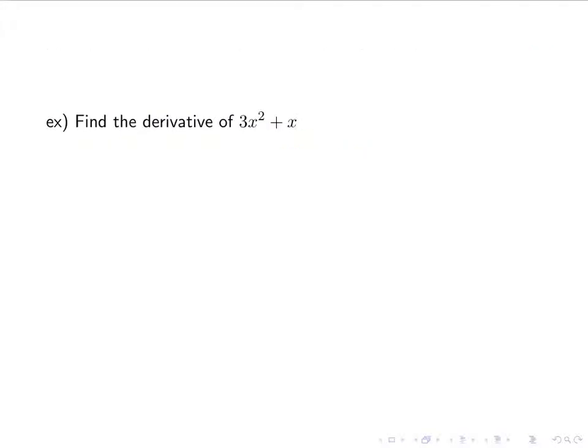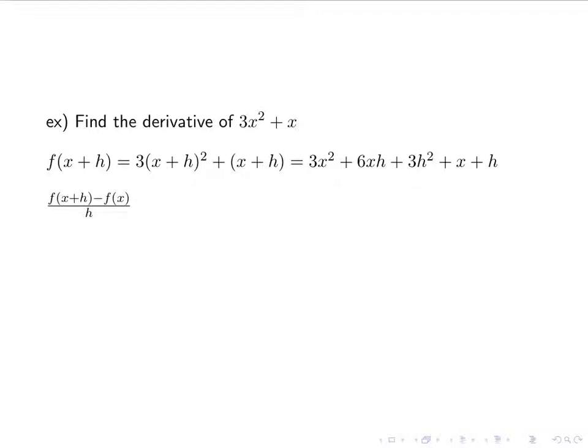So let's try another one. Find the derivative of 3x squared plus x. So again, we need f of x plus h. So that's 3 times x plus h squared plus x plus h. Don't forget that this x also becomes x plus h. If I do it out, I square out my x plus h, I multiply everything by 3, I get 3x squared plus 6xh plus 3h squared plus x plus h. Then I'm going to plug it into that fractional part that we have.